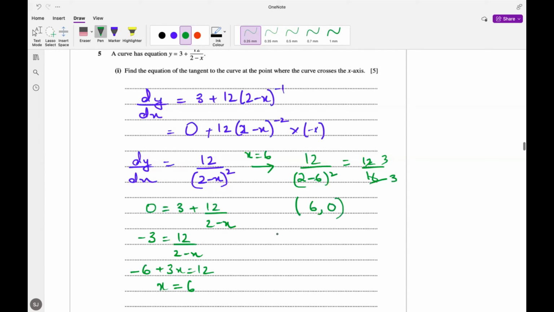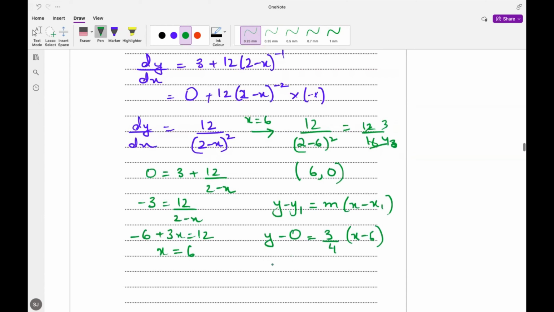So using the equation of a line, which is y minus y1 equals m into x minus x1, the value of y is 0, equals the gradient, which is 3 upon 4, into x minus 6. We can cross multiply and write the equation as 4y equals 3x minus 18.